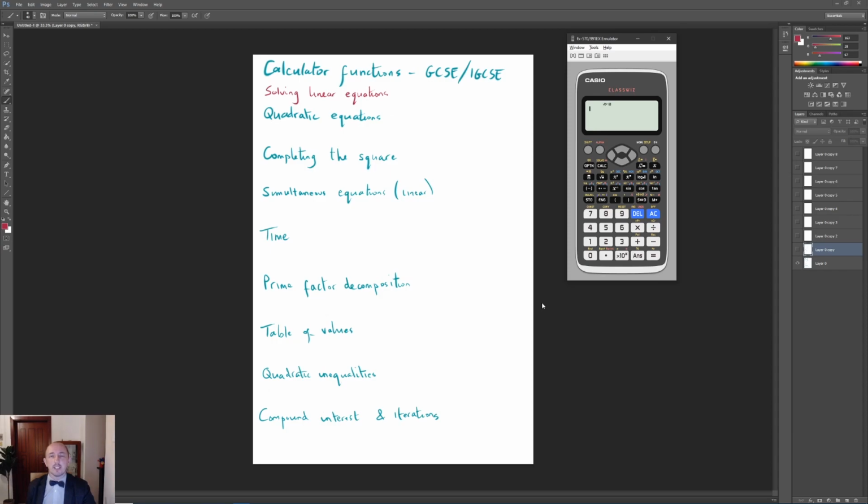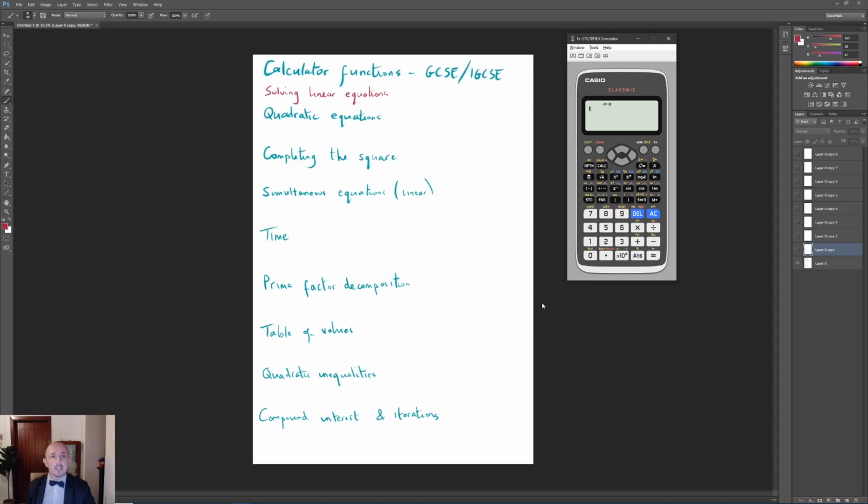You can see that I've got the FX991EX CLASSWIZ calculator, and that's the one that I would recommend that you buy before the exam. It's about £20 or 100 dirhams, and it has some things on there that are really going to help you as you move through the test.